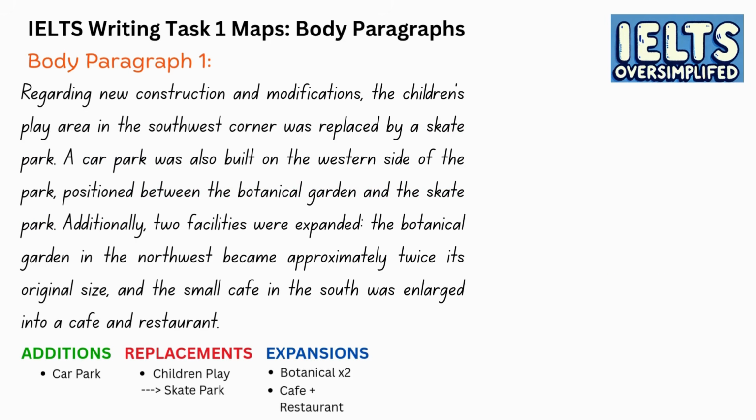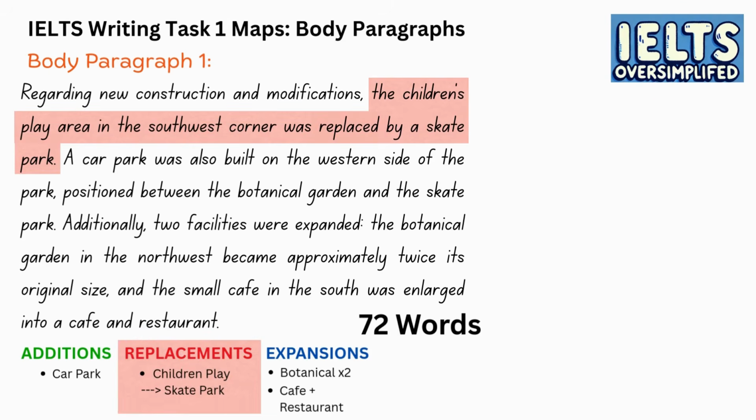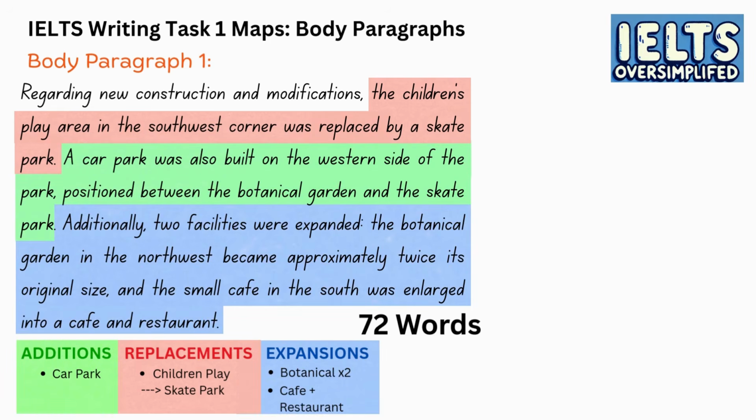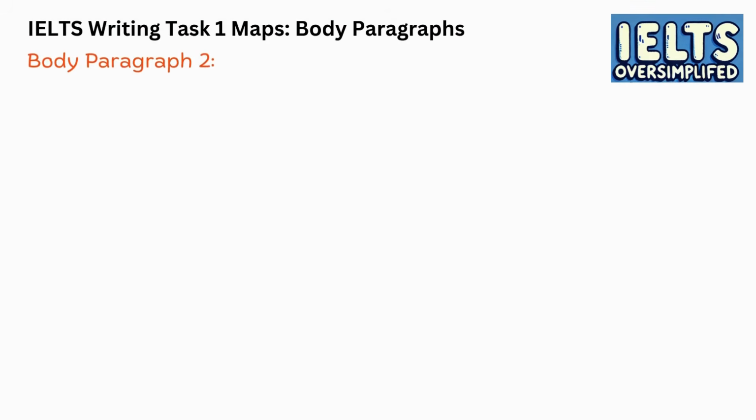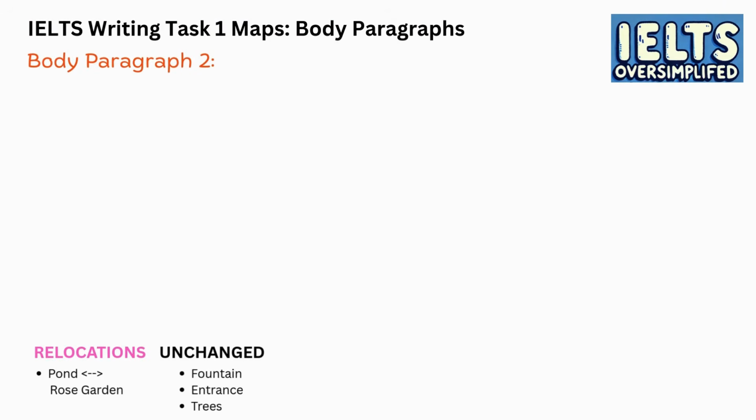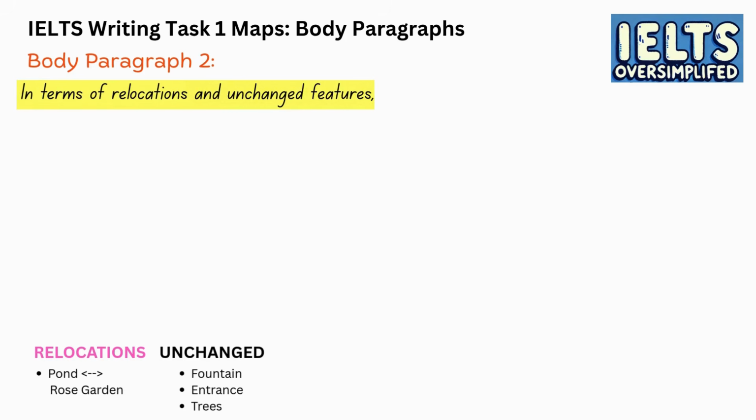So that's our first body paragraph. 72 words describing all the major changes: replacement, addition, and 2 expansions. Now, for our second body paragraph, I'll start with another topic sentence. In terms of relocations and unchanged features, these are things that were moved or didn't change at all.